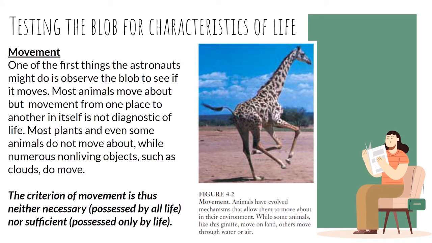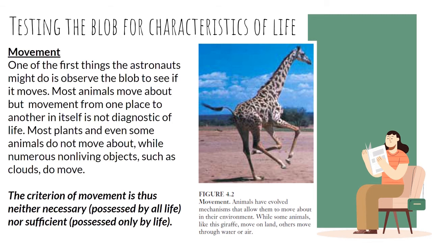The astronauts might test the blob for characteristics of life. One of the first things they might do is see if the blob will move or not, because we associate movement with life. We see animals and humans moving around, and they are all considered living things.